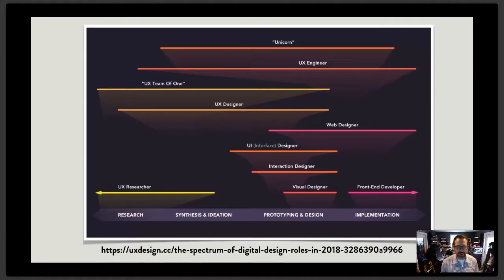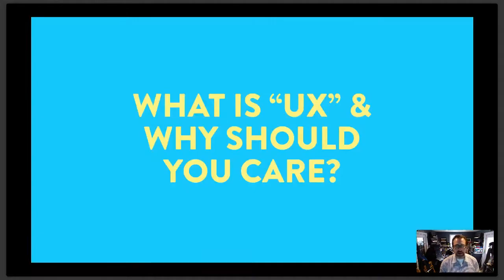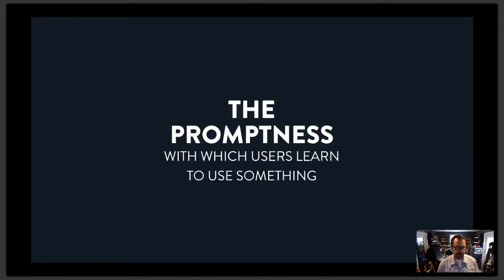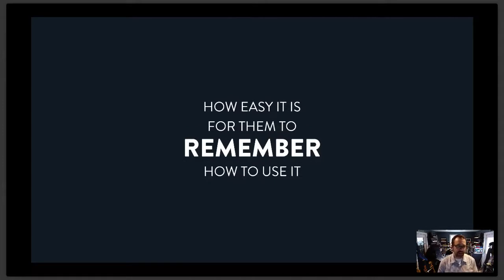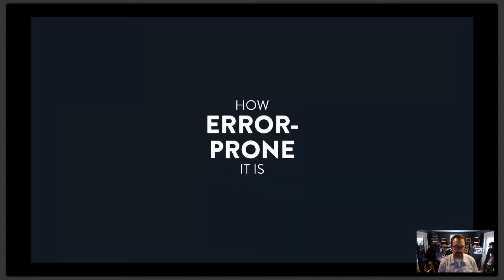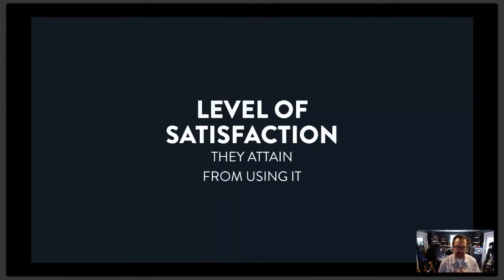So what is user experience and why should we care? Let's go for a Jakob Nielsen definition. He is probably one of the founding fathers, as it were, of modern UX, and can be a little bit of a curmudgeon sometimes, but he's there for good reason. So UX is 5 factors. It's the promptness with which we learn something as we use it, the efficiency a user can attain while making use of a system, how easy it is for them to remember how to use it, the level of error-prone issues that we find, and the level of satisfaction.